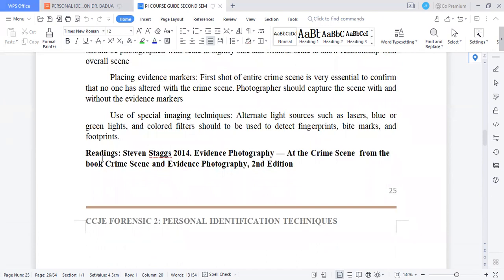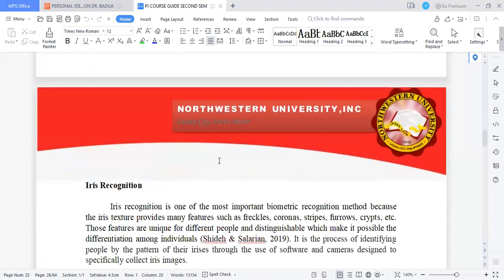So for you to know more about forensic photography, you can look at this title on the net. You can Google it. This is written by Steven Staggs, 2014, on evidence photography, for additional reading.